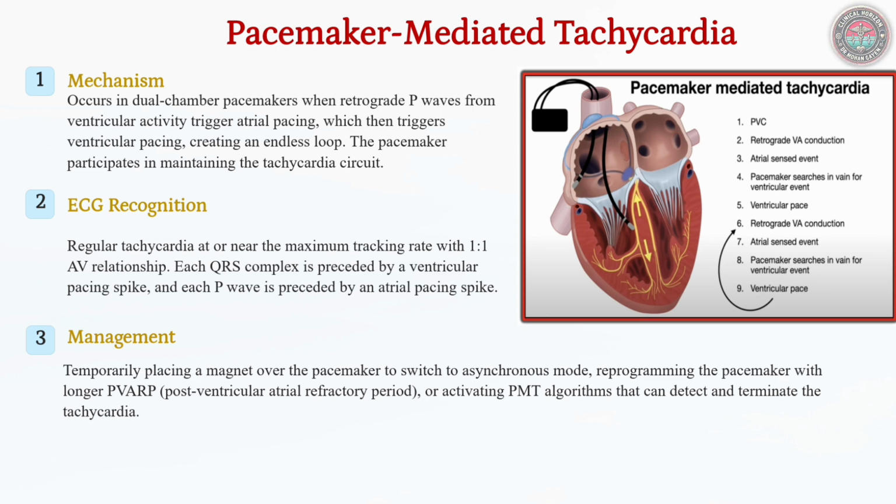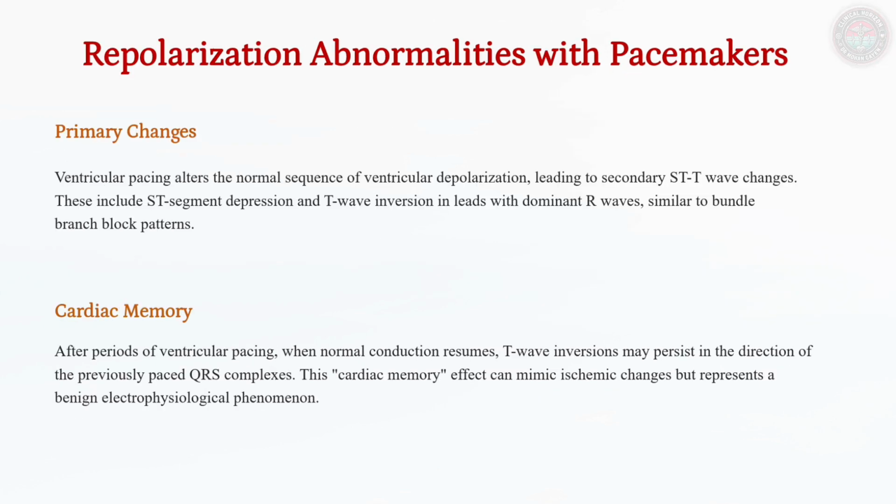Repolarization abnormalities with pacemakers. Pacemaker-induced ventricular depolarization alters ST wave morphology, producing discordant ST changes, which is opposite to the QRS complex direction, that mimic ischemic changes. Cardiac memory, a phenomenon seen after prolonged ventricular pacing, can cause persistent T-wave inversions in leads that previously showed paced QRS complexes, even after native conduction resumes. Awareness of these secondary repolarization abnormalities prevents misinterpretation as ischemia or infarction.